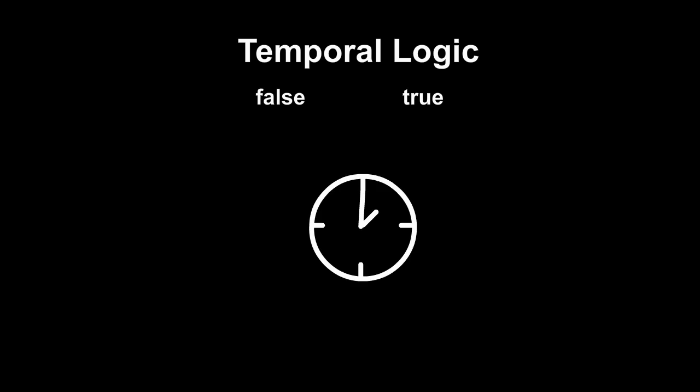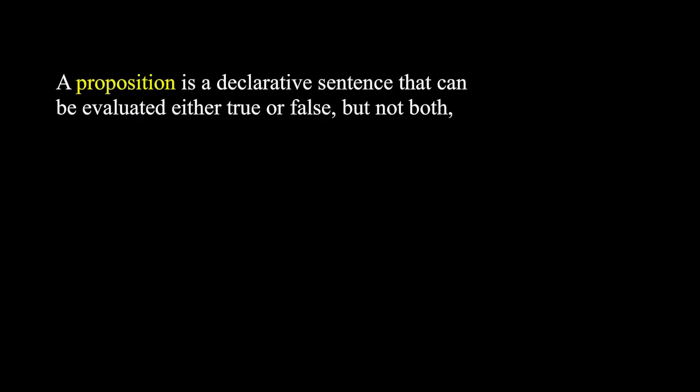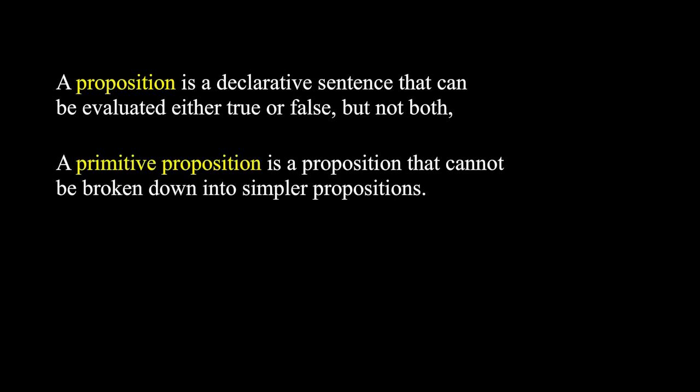Now we are just going to focus on the classical logic and call it simply logic. We are going to use 0 for false and 1 for true. A proposition is a declarative sentence that can be evaluated either true or false, but not both. A primitive proposition is a proposition that cannot be broken down into simpler propositions.